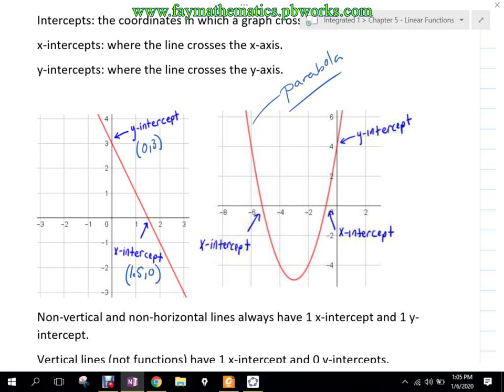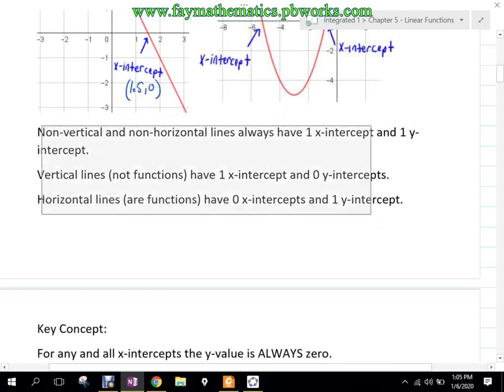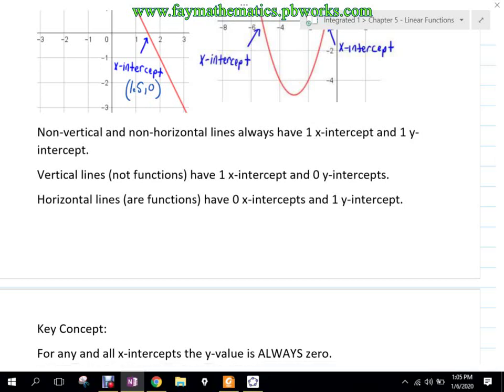There, you notice you cross the x-axis twice, so you have two x-intercepts there, and only cross the y-axis once, so I have one y-intercept. Some important information to talk about right here. These things are very, very important, and are always going to be true for non-vertical and non-horizontal lines. So any line that you can imagine, as long as it is not vertical and is not horizontal, will always have one x-intercept and one y-intercept, no matter what.